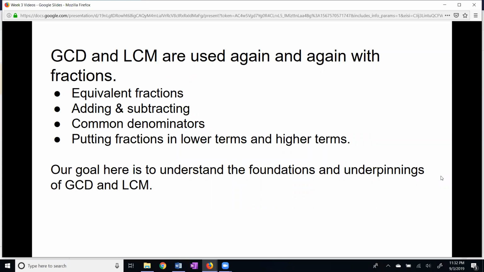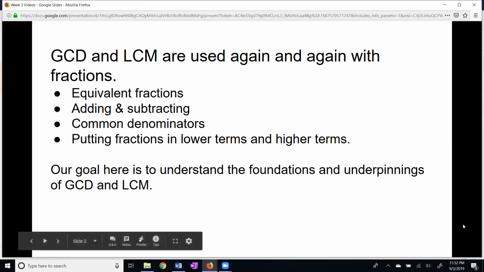Greatest common divisor and least common multiple are used again and again when working with fractions, when working with equivalent fractions, adding and subtracting, common denominators. In fact, the common denominator, the least common denominator, is the least common multiple. Putting fractions in lower terms, putting fractions in higher terms. Our goal here in a number theory class is to understand the foundations and underpinnings of greatest common divisors and least common multiples.